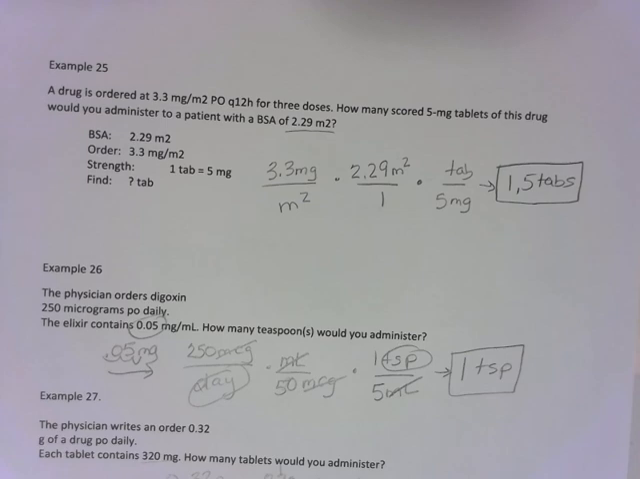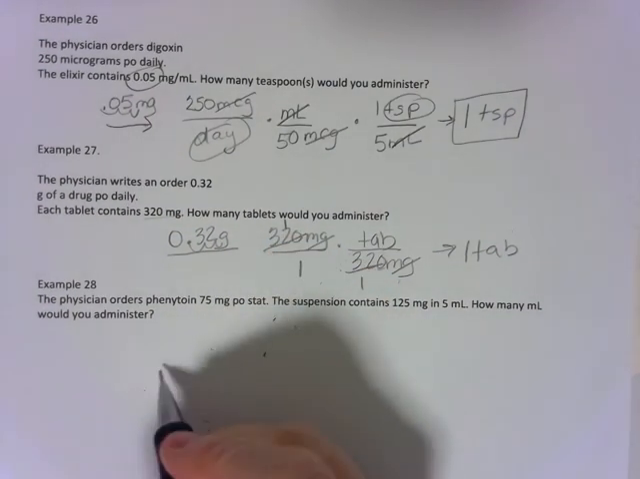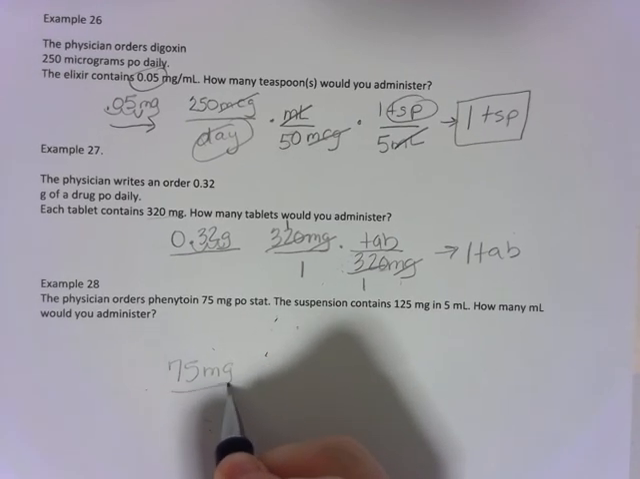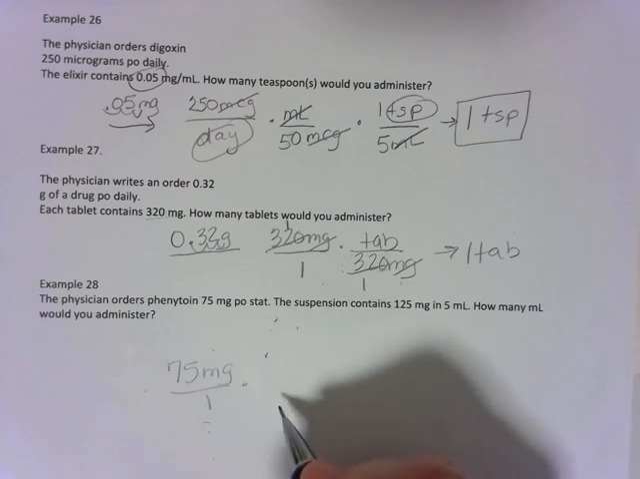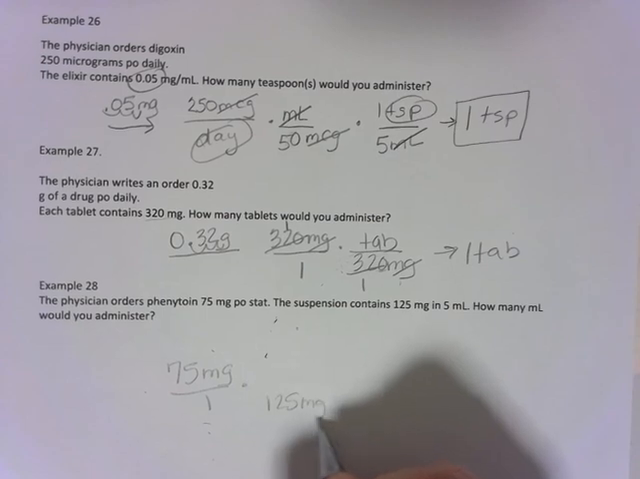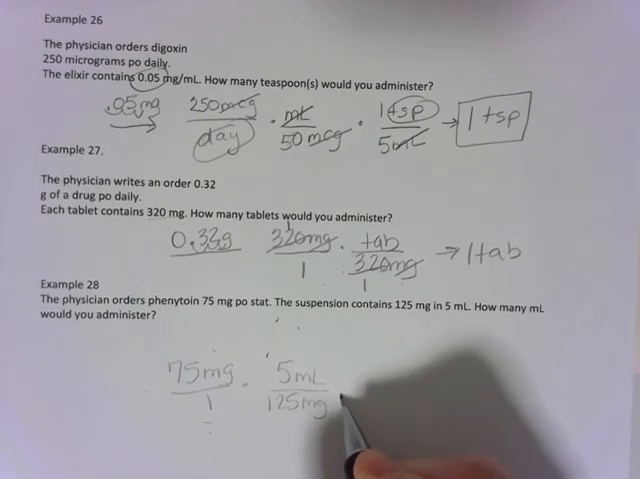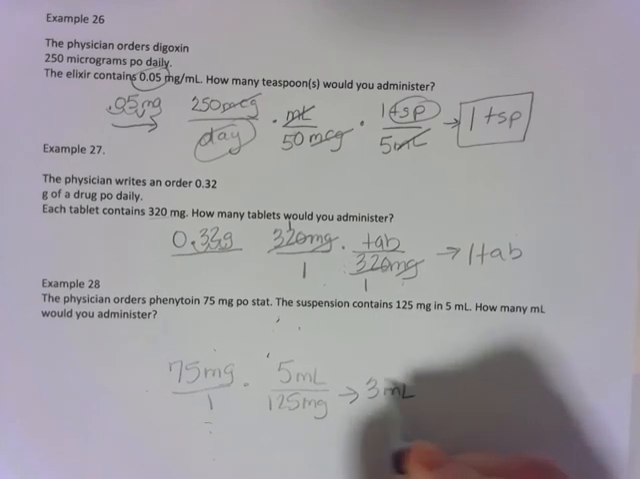Here my order is for 75 milligrams. I have 125 milligrams in 5 mLs. So my answer would be 3 mL.